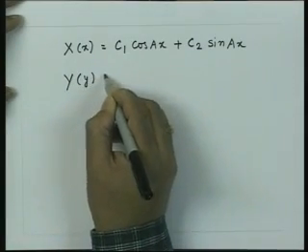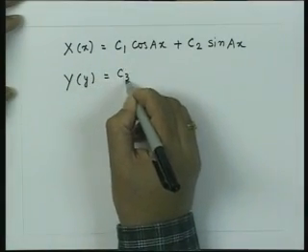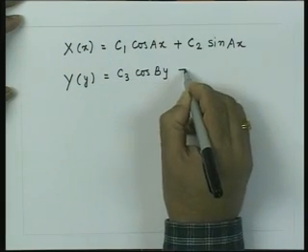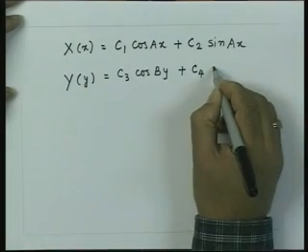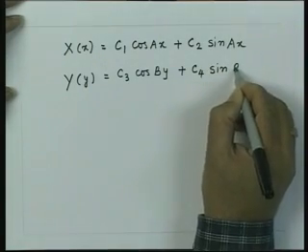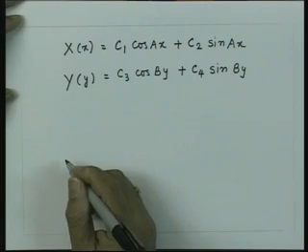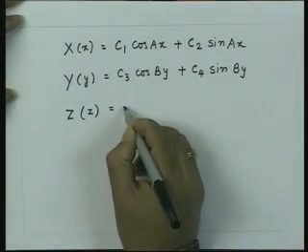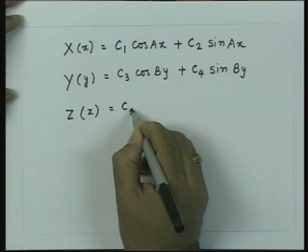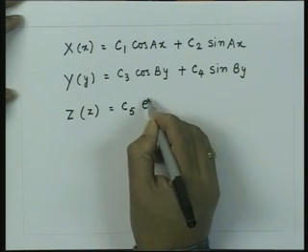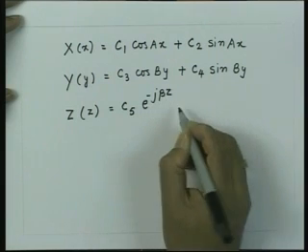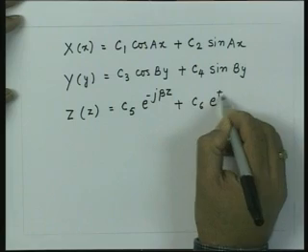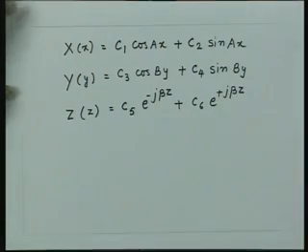Y as a function of y will be some constant C3 cos of By plus C4 sin of By, and Z as a function of z will be C5 e to the power minus j beta z plus C6 e to the power plus j beta z.